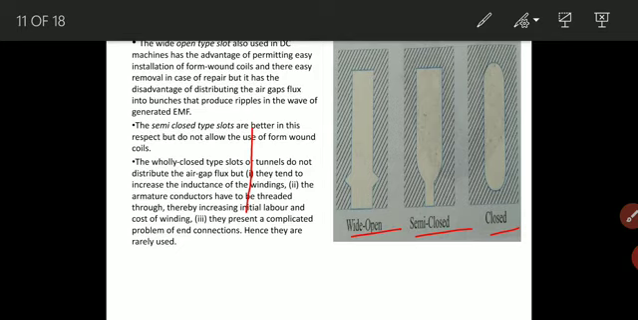It is fully closed. And due to this construction, they increase the inductance of the winding. The armature conductors have to be threaded through, thereby increasing the initial labor and cost of winding.